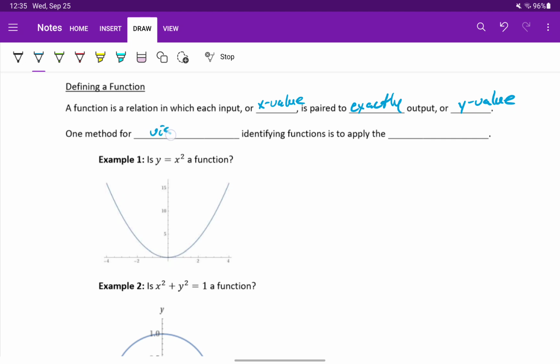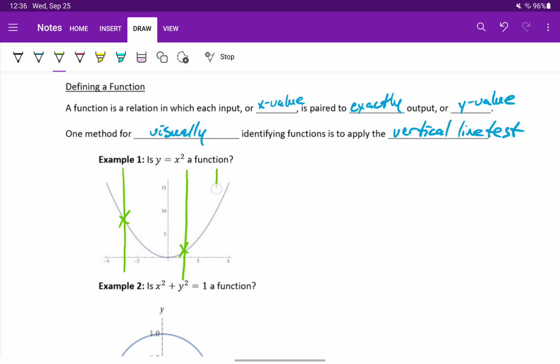One method for visually checking whether or not an expression or a relation is a function is to apply what's referred to as the vertical line test. The vertical line test is about as simple as it sounds. We just draw vertical lines through a graph and check to see that that vertical line only intersects the graph of the function at a single point.